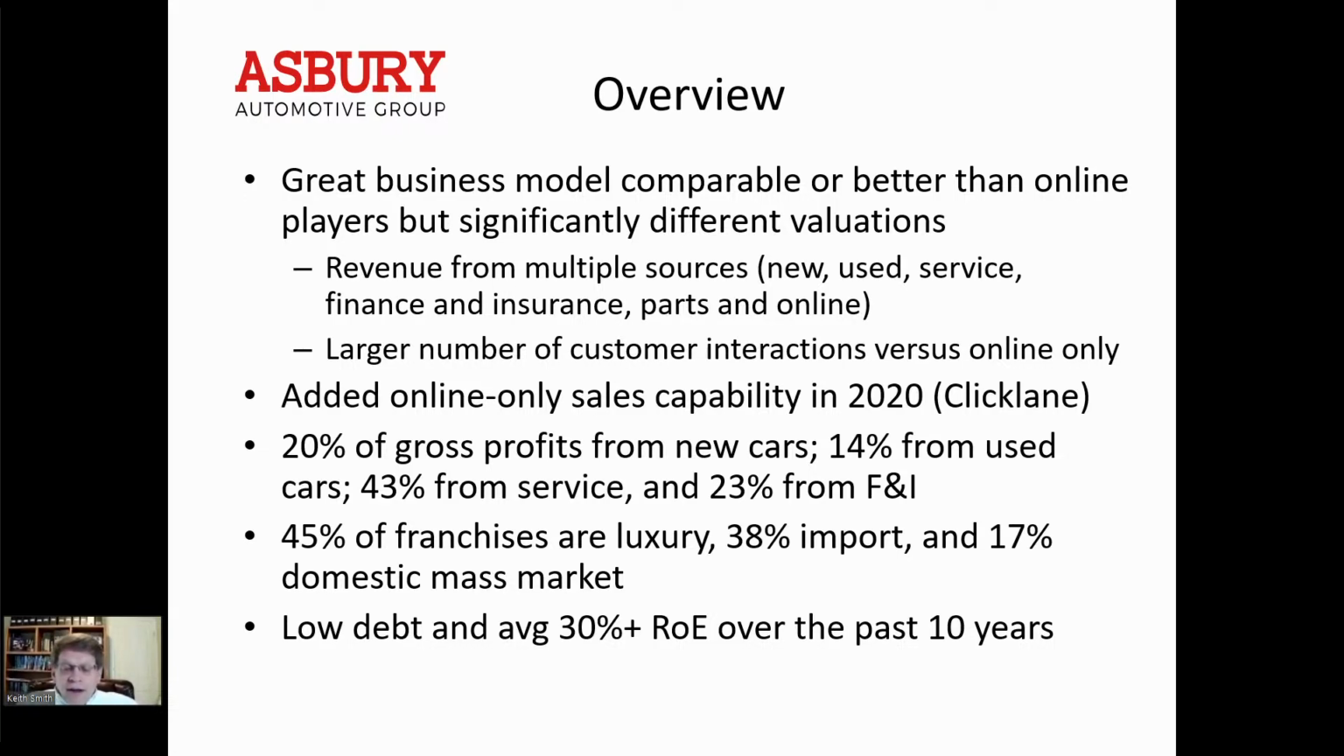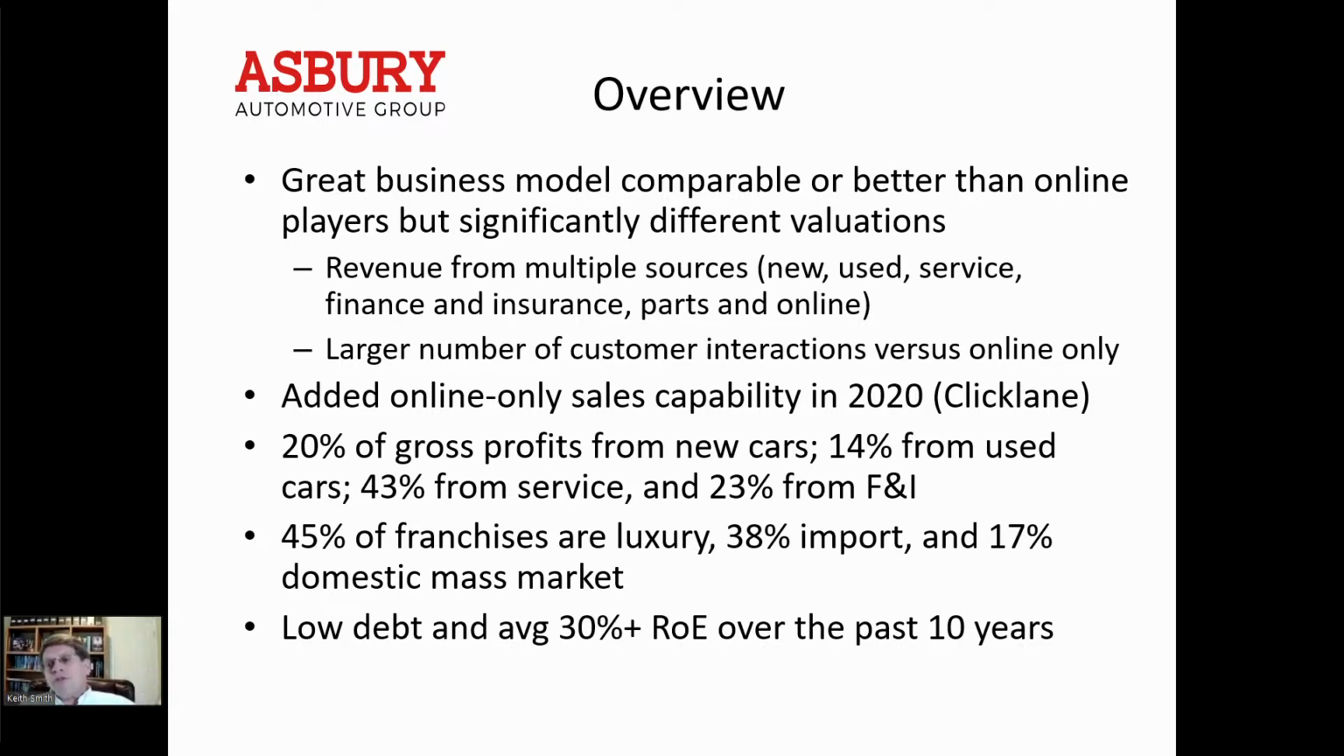So if you look at Asbury, it sells about 200,000 cars per year. Its market value of invested capital is roughly $5.5 billion. You look at something like Carvana that sells 35% more cars, but its value is $28 billion. Now, clearly, Carvana has some growth opportunities, but there's a very large difference between the two.